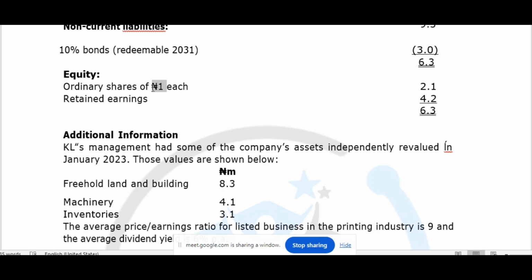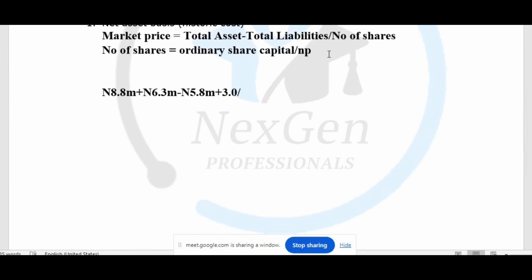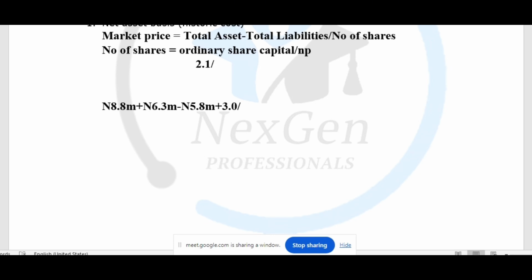This is the nominal price, which is what? 1 naira. Are we together? Okay. Now, 2.1 divided by 1 naira will give you the number of shares, right? Divided by 1 naira will give you what? The number of shares.